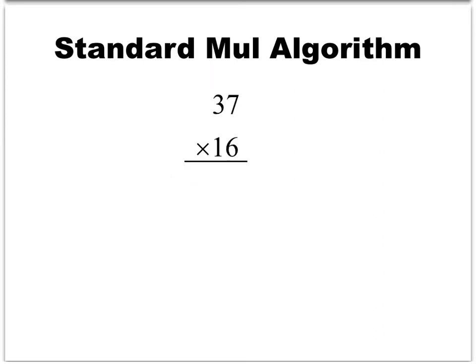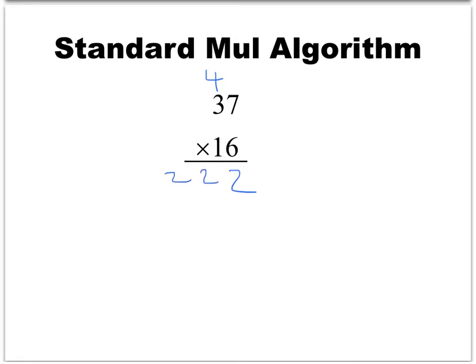All right, let's do a little more complicated problem here where we multiply two-digit numbers. Now let's take 37 times 16. First we're going to take 6 times 7, which is 42. We write down the ones digit, and then we're going to carry the 4. And then we take 6 times 3, which is 18, and then we add the 4, which is going to be 22.